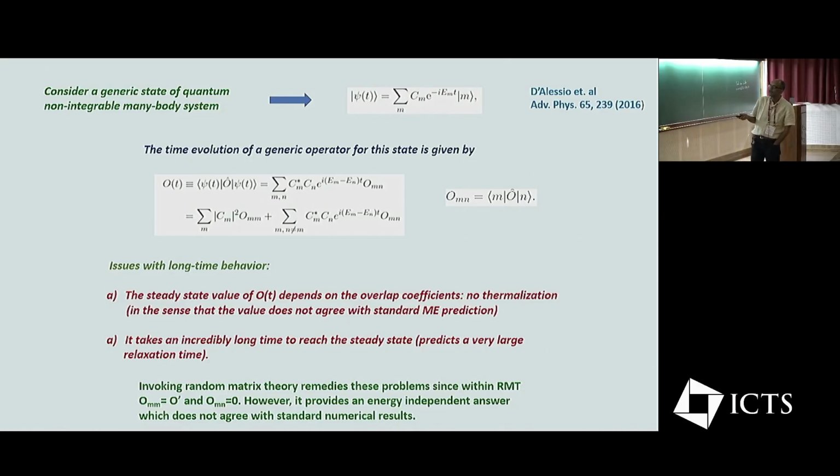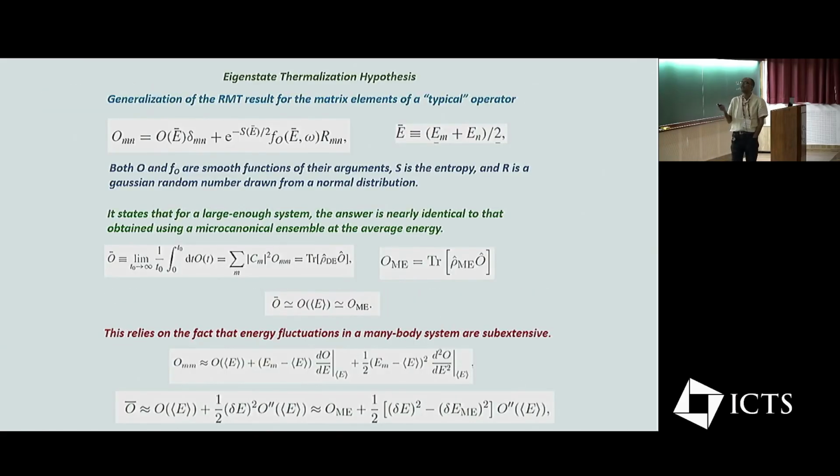So invoking random matrix theory, which predicts that these matrix elements essentially have the following form: O_MM is equal to some number and O_MN is 0, remedies both of these problems, but it provides an energy independent answer, which is again not something that you see in standard statistical mechanics. So the eigenstate thermalization hypothesis is a generalization of this random matrix theory result, where the form of the matrix element is essentially taken to be this.